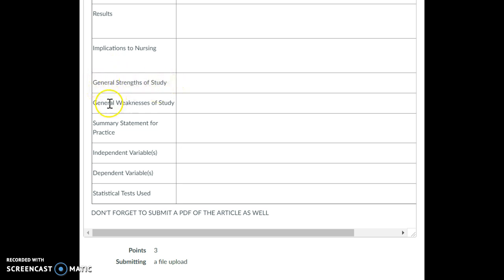Also, what are some of the strengths and weaknesses of the study? These are generally indicated. Strengths you sometimes need to dig for. Weaknesses is often listed as a limitations section within the paper. And then a summary of the statement for practice. So what does that mean? We're talking about evidence-based practice. What does that evidence mean for practice?